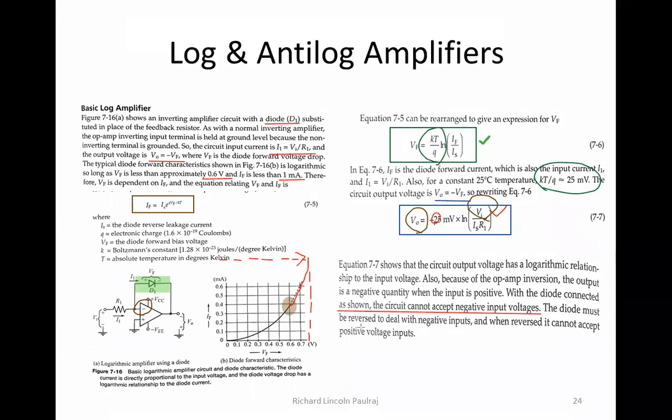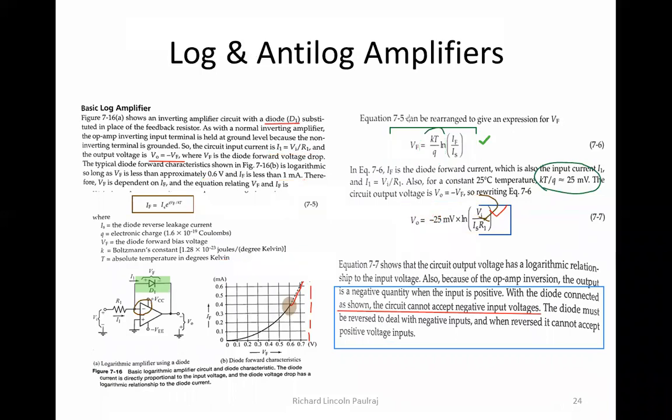Okay, so the diode must be reversed to deal with negative inputs, and when reversed, it cannot accept positive voltages, right? So this is important here. If in case we are giving a negative potential, with the help of the diode, I will be able to remove it, I'll be able to block them. That is because of the property that diodes do not function in reverse biased condition, right? So is that clear, students?